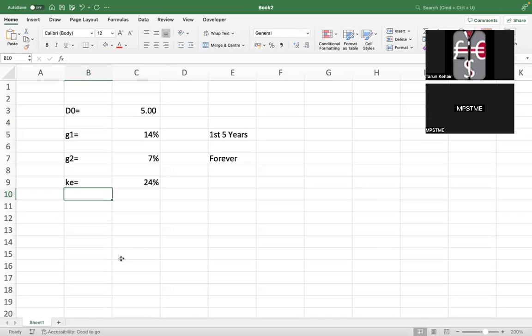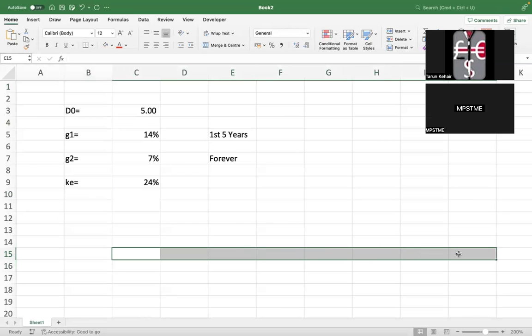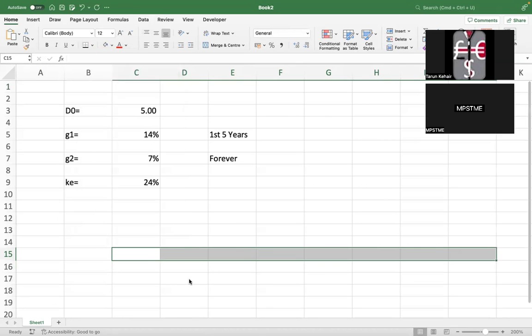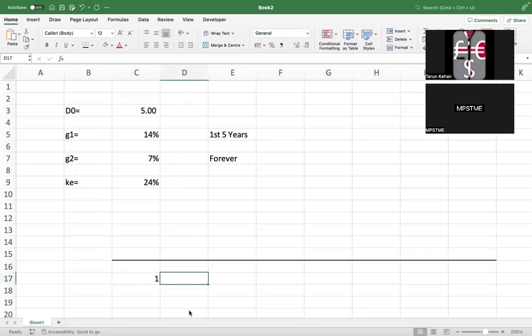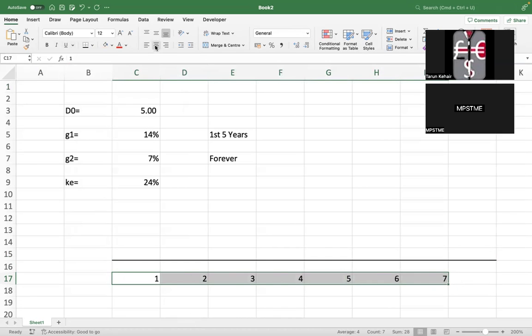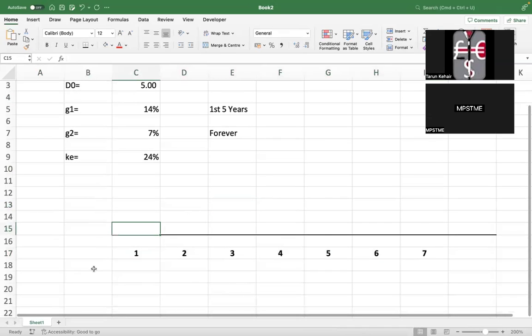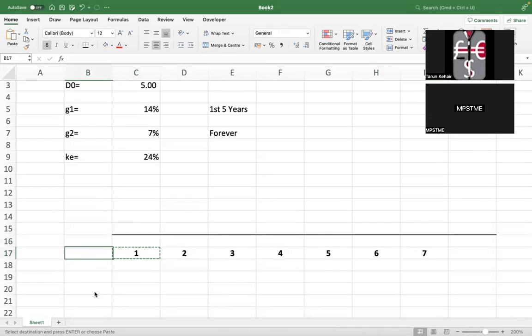So the first thing you should do is always draw a timeline. So I will draw a timeline here. And I will put the name of the years 1, 2, 3, 4, 5, 6, 7. Okay. Now the dividend that is paid at time 0, which is today, is 5 rupees per share.